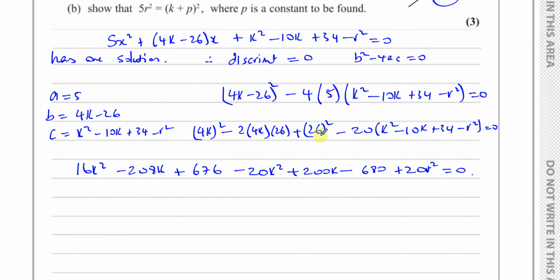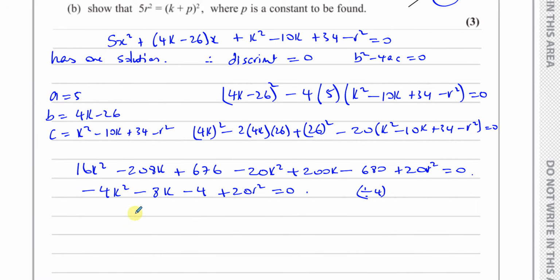This is 26 squared. Okay, so now we got here 16k squared minus 20k squared, which is minus 4k squared, minus 208k plus 200k, which is minus 8k, and we have 676 minus 680, which is minus 4, and then we got plus 20r squared is equal to 0. Now I can see each of these terms is divisible by 4.